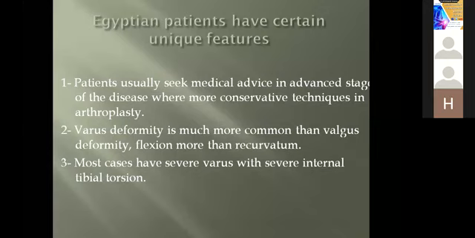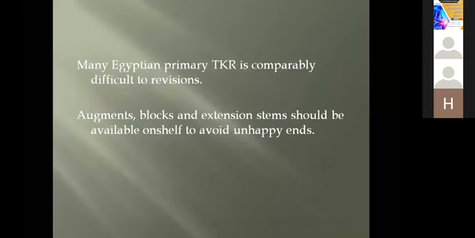Flexion is more common than recurvatum. Most cases have severe varus with severe internal tibial torsion, and we will see during this presentation what this dictates in our surgical technique and implant choice. Many Egyptian primary total knees are comparable to difficult revisions in Western countries.